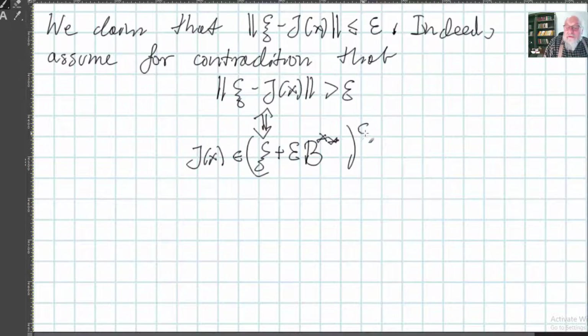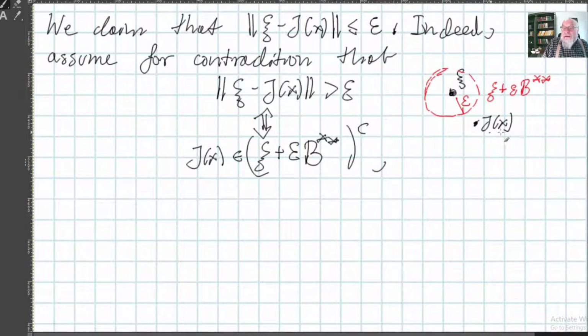This means simply that you have here, this is your element ψ, and then you have a small neighborhood. So you take the ball of radius epsilon. Actually, this is a closed ball, so this is the epsilon ball. So this is ψ plus epsilon times the closed ball. And we claim that this inequality means that one is in the complement of that set. So that's what is written here.